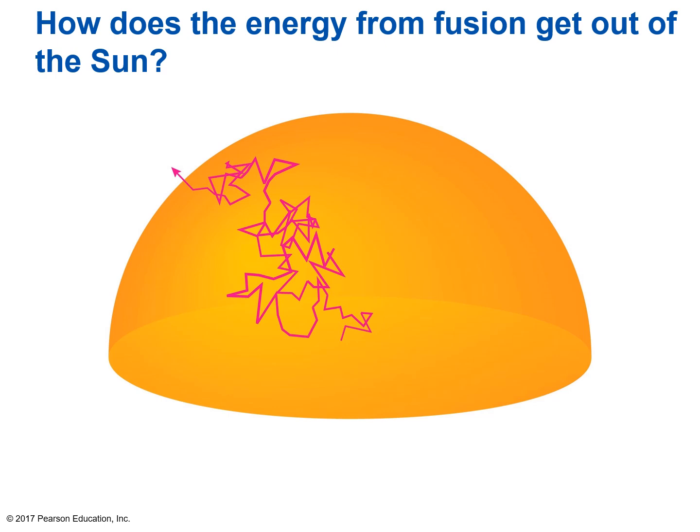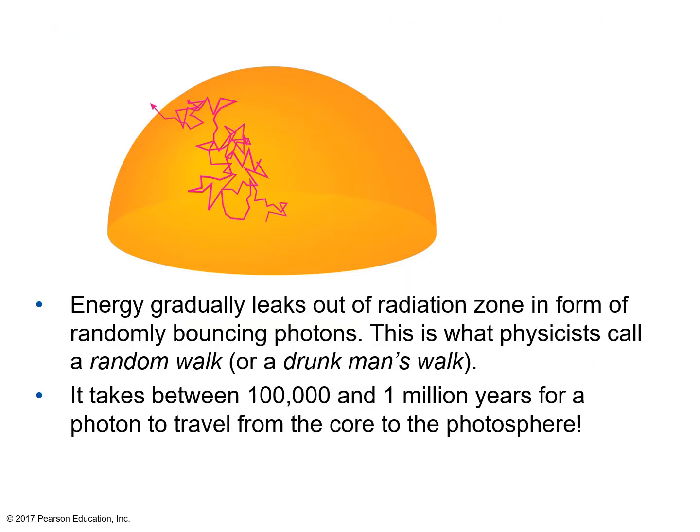Now I want to look at how the energy from fusion gets out of the sun. It is not a straight path from the core out to the photosphere and beyond, as this picture implies. Energy gradually leaks out of the radiation zone in the form of randomly bouncing photons. So you think it started in the core, and then it moves out to the radiation zone and then out beyond. This is what physicists call a random walk.